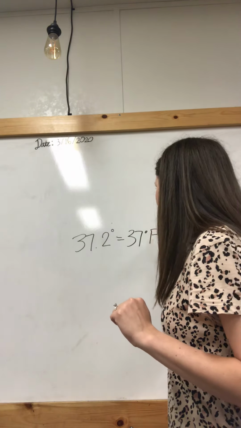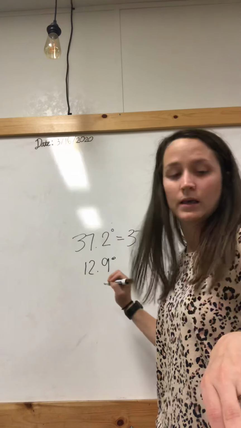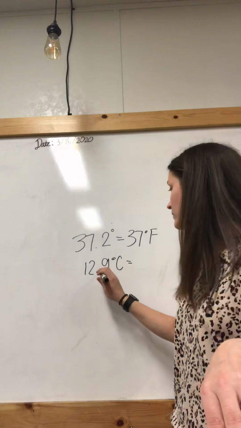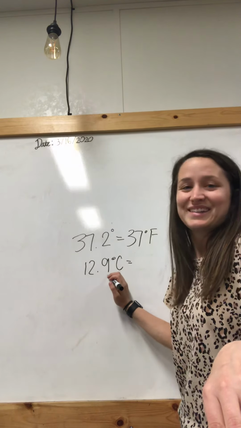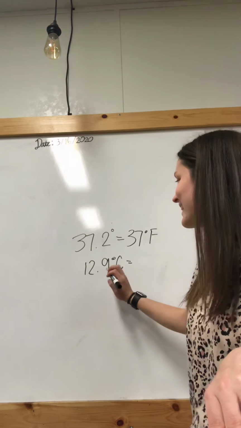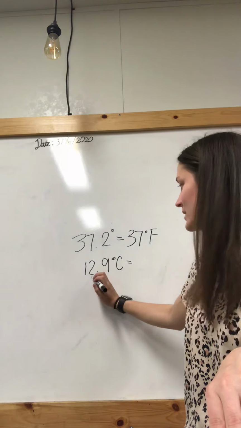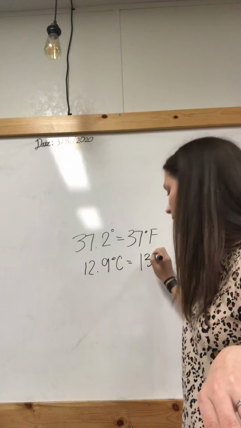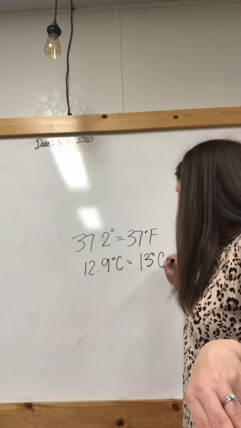Okay, let's go ahead and look at B. 12.9 degrees Celsius is equal to, you look at the place to the right of the decimal, okay? If it's 5 or more, this goes up, so 9 turns this 12 into 13 degrees Celsius.